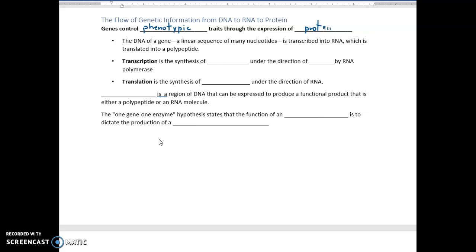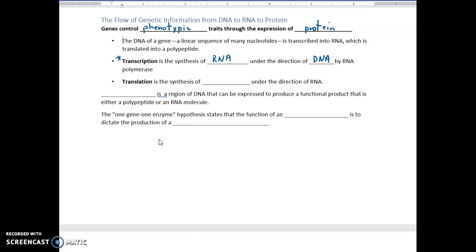So if you've got dark hair, you have more melanin in your hair, and your genes control the amount of that dark protein that you make. And there are two processes we want to talk about here. We want to talk about transcription, which is the synthesis of RNA under the direction of DNA. So we're going to use DNA as our template and make RNA.